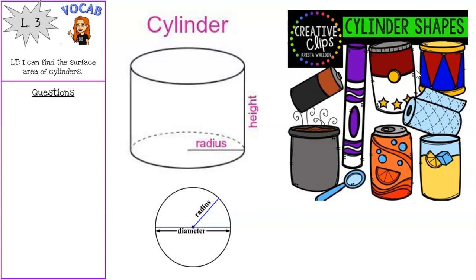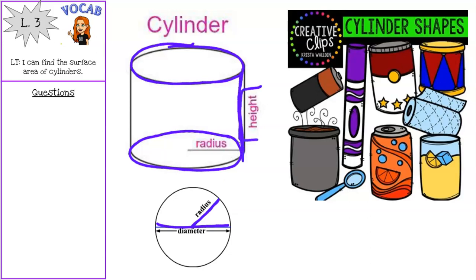All of those are cylinder shapes, but what's super important is that they do have a circle on the top and a circle on the bottom, so you still have diameter and you still have radius. And then the distance between those two circles is what we call the height.